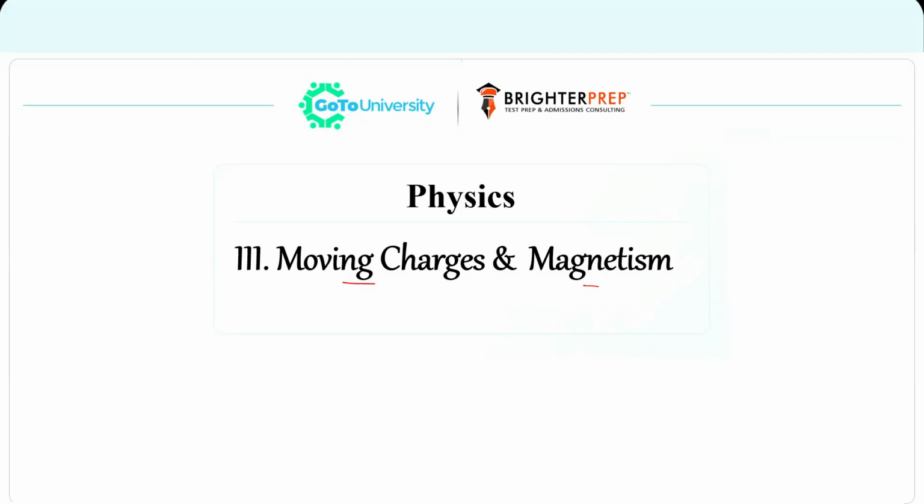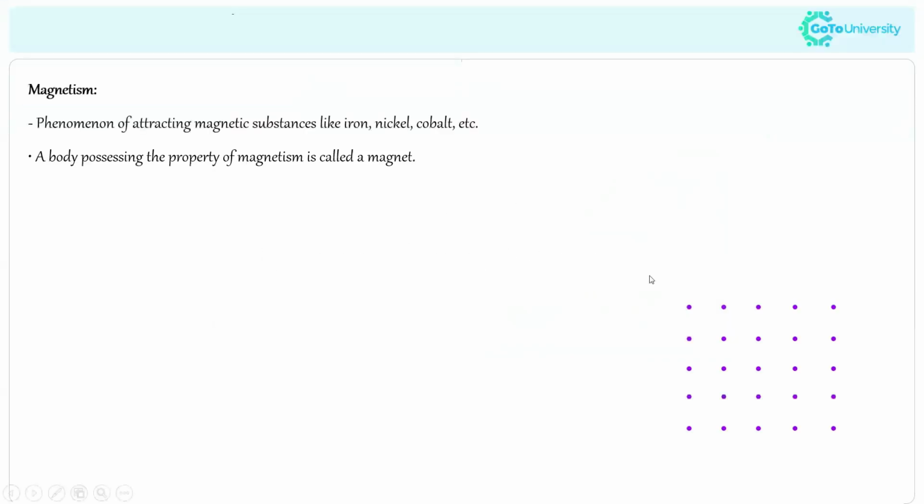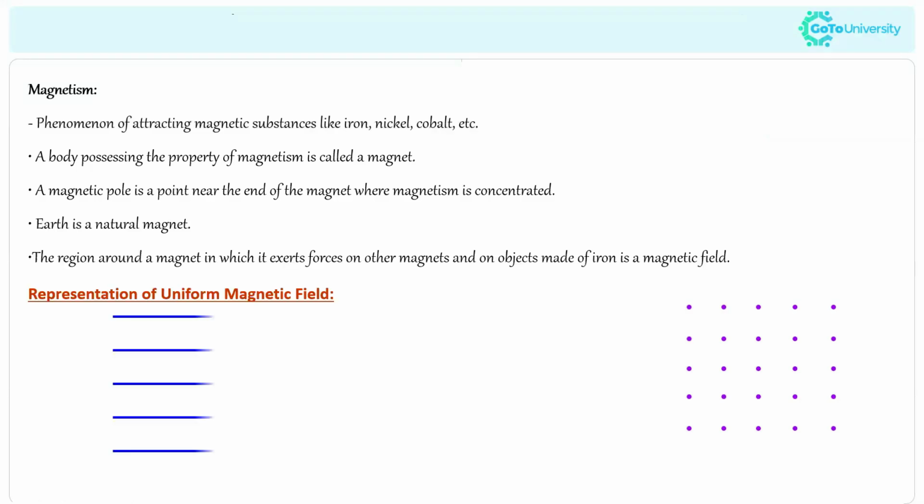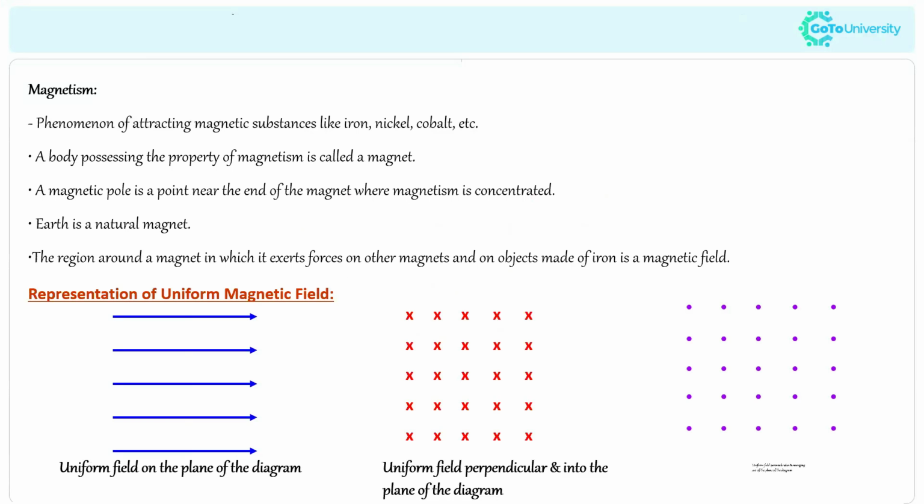So here we are just going to see the overall summary of the lesson. Then we will solve the past paper questions from the past year NEET papers. Okay. So first we are going to study what is meant by magnetism and how we can represent the magnetic field.